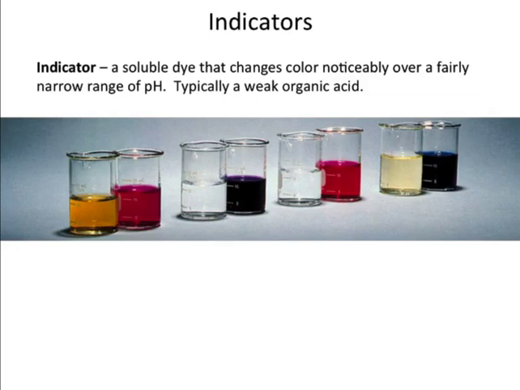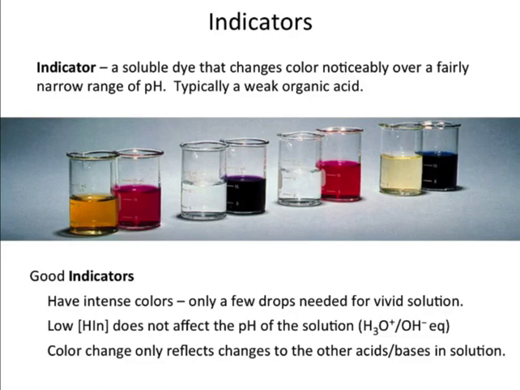And so in order to do this, your molecule is itself an acid or a base. Typically we use weak organic acids. And then when it loses or gains the H+, it causes some other structural rearrangement of the molecule, which then leads to it absorbing different colors than it did before, or in the case of phenolphthalein, going from pink to colorless. And so a good indicator is very intensely colored, so that you only have to add a small amount of it to solution to see what you're doing.